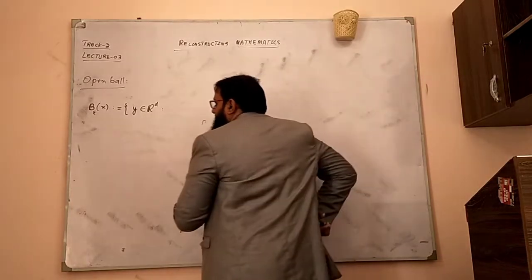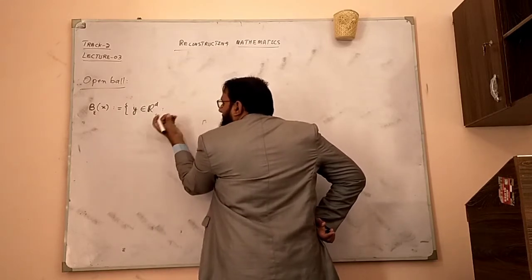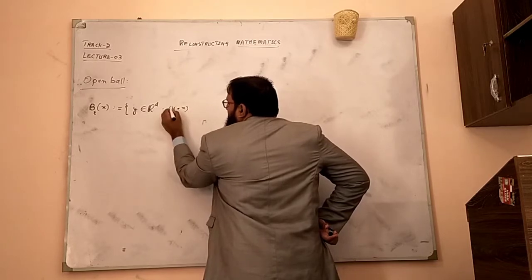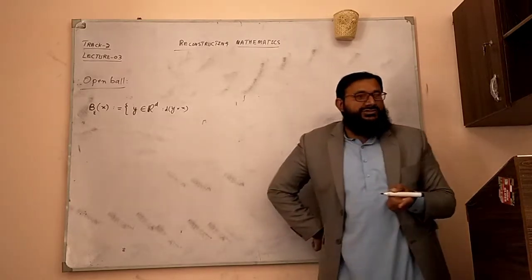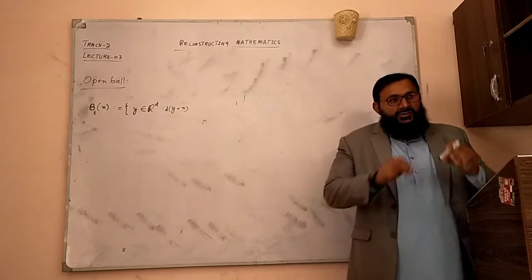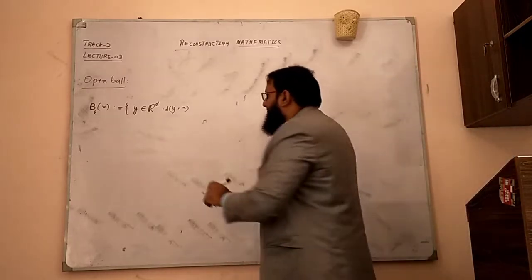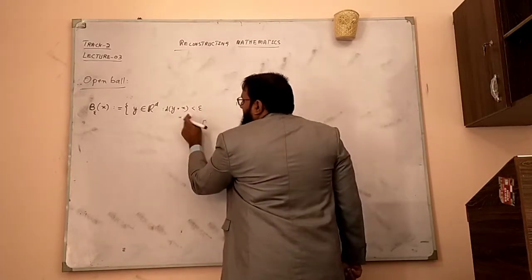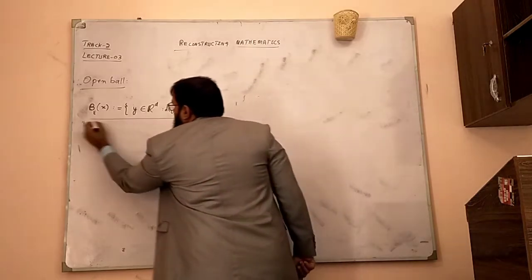Such that the distance between this point and the center, I can write it as y minus x or x minus y, doesn't make any difference. I write d(y, x), the distance between y and x, because it is a generalized notion. In R1, the distance is the modulus of y minus x. In R2, it is the square root of the squared differences of the coordinates. In R3, we have the same idea. This should be less than the radius. If it is less than or equal to, we call this a closed ball. So this is the definition.